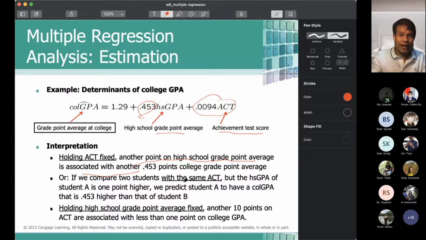Or if you are not interested in high school GPA, you can say holding high school GPA fixed. If the achievement test score increases by 1 unit, college GPA increases by 0.0094, right? So it depends on what your independent variable of interest is.